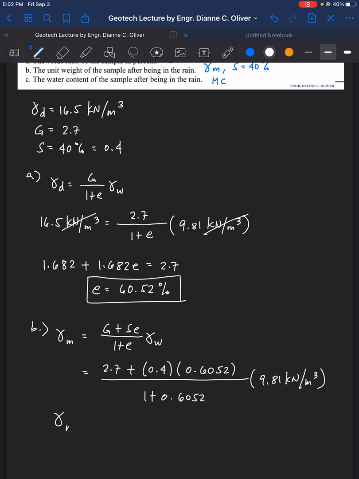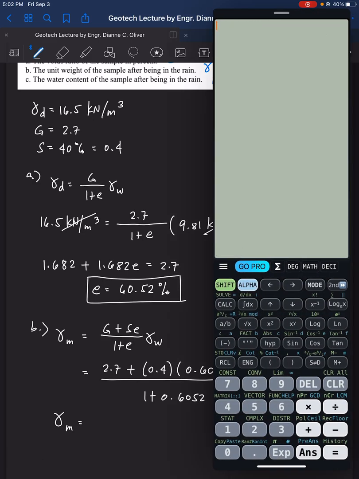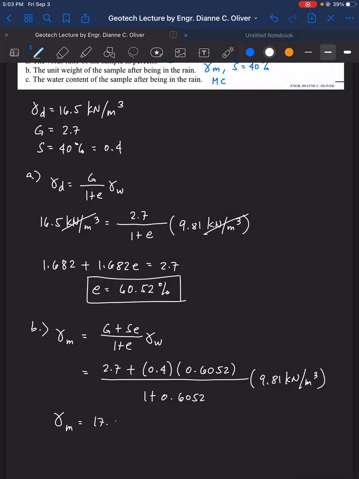So the answer for gamma moist is in kilonewton per cubic meter. 2.7 plus 0.4 times 0.6052, over 1.6052, times 9.81. So the answer here is 17.98 kilonewton per cubic meter. So that's for B. Next, letter C, moisture content.